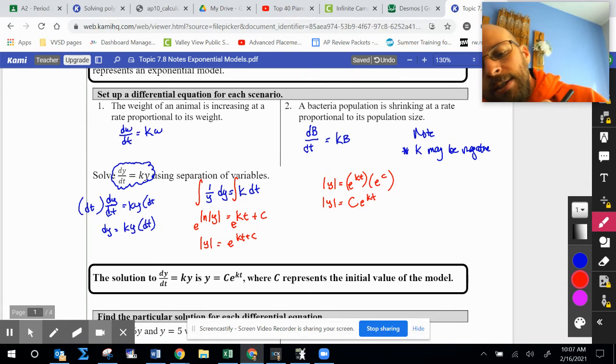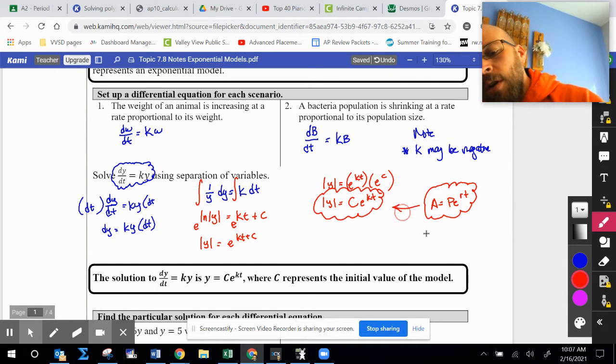Now I want you to compare this to what you did in earlier classes, in Algebra 2, pre-calc, whatever the case. This is a formula that we knew for exponential growth, and this is what we get when we solve that differential equation. Notice c is just going to be my initial value, k is my rate, and y would be what I get as the end.